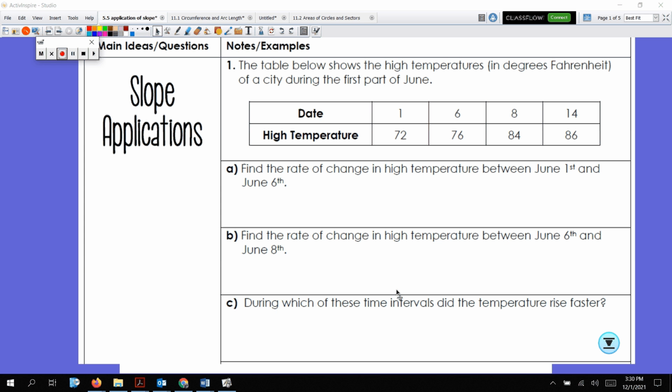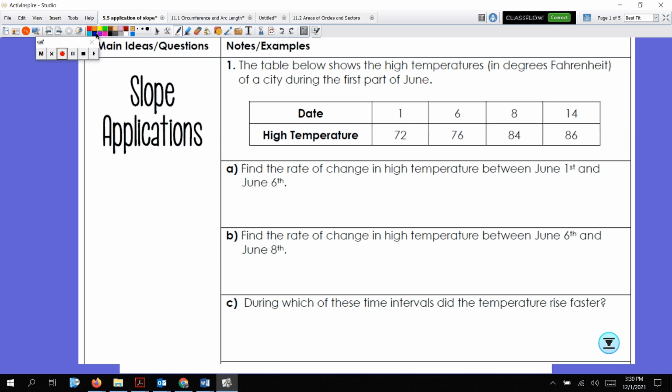All right, today's lesson is lesson 5.5, and we're going to be talking about slope applications. You know, I'm not going to get away from applications anytime soon. The word application just means word problems, like real life scenarios. How can we use slope? And people do use slope for multiple things, okay? So let's check it out.